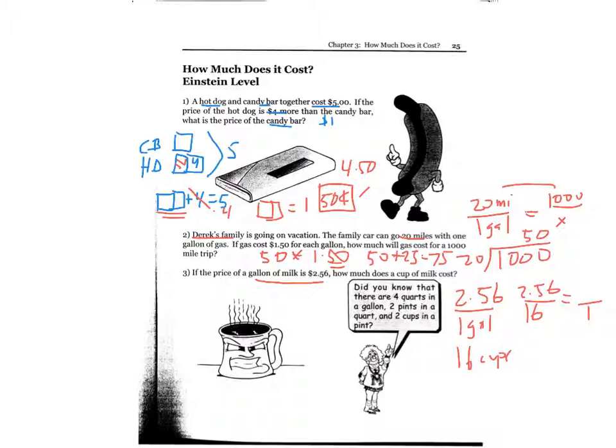So it's just $2.56 divided by 16, and those of you who remember your squares, 16 times 16 is 256. Good reason to remember those. And so it's 16 cents. So it's a divide by 16 relationship. So we divide that.